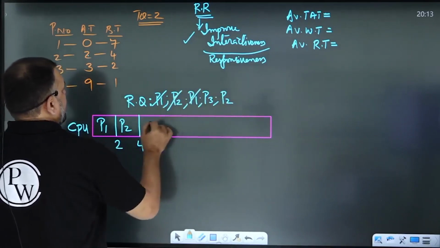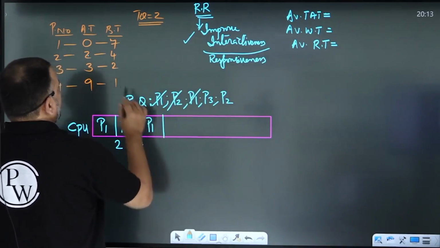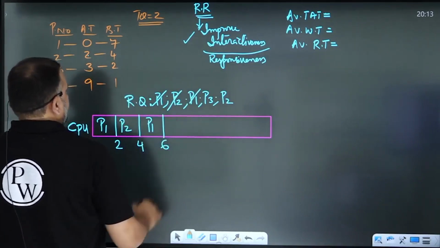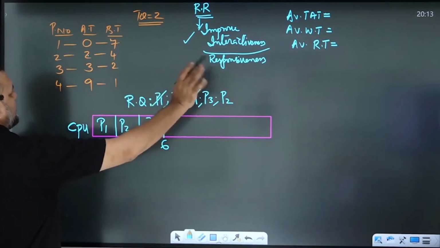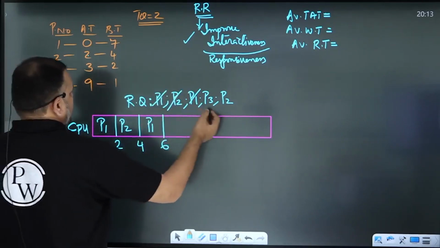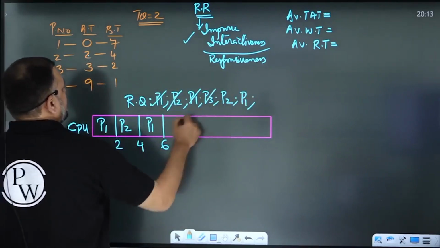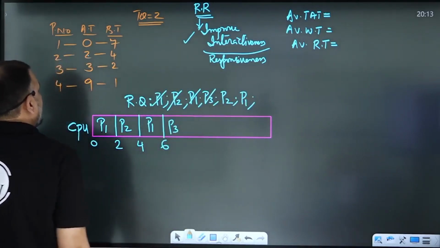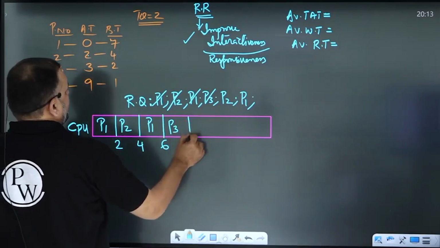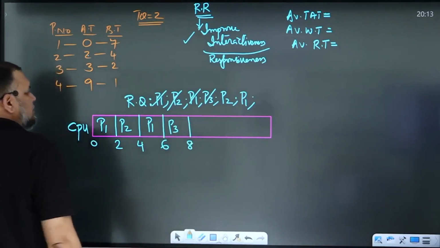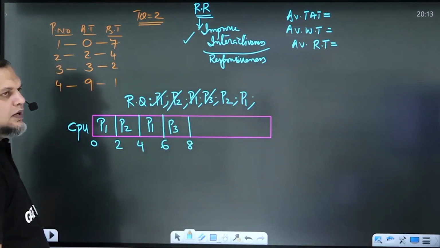Next, who will run? P1 will run, up to 6 units. Between 4 and 6 there is no new process. P1 still has more burst time, so P1 gets preempted and added to the queue. Next, who will run? P3. P3 needs exactly 2 units, so it completes at time 8. No preemption, no adding.